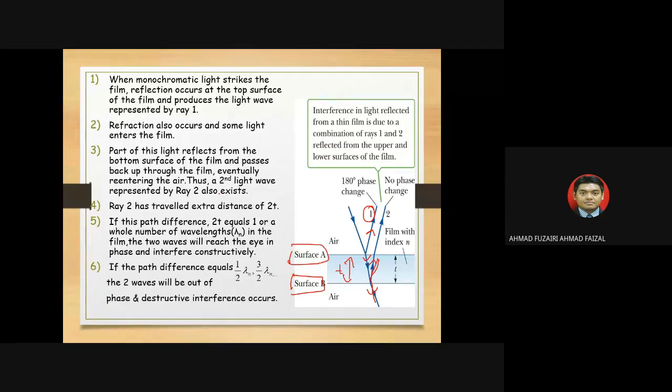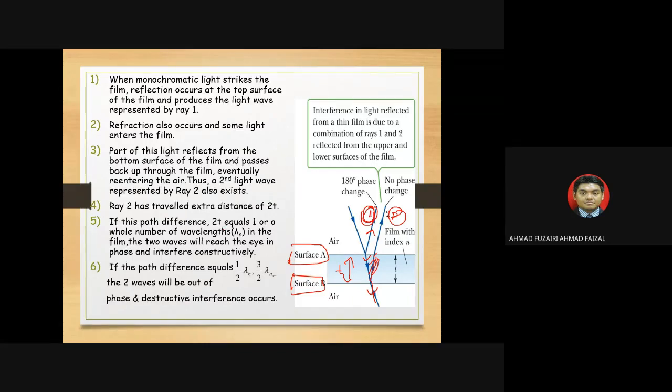Okay, so part of this light reflects from the bottom surface of the film, passes back up through the film, eventually re-entering the air. Thus, a second light wave represented by ray 2 also exists. So remember, yang reflected tadi tu akan keluar juga, keluar balik. So akan ada dua benda kita akan tengok. One is ray number 1 and number 2 is ray number 2. Why? Because of the thickness of the film. Itu sebab the thickness, so menghasilkan dua layer yang macam ni.